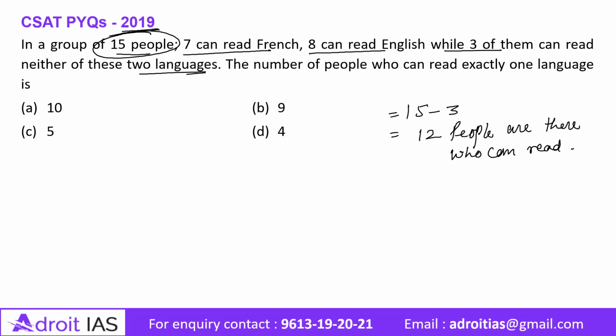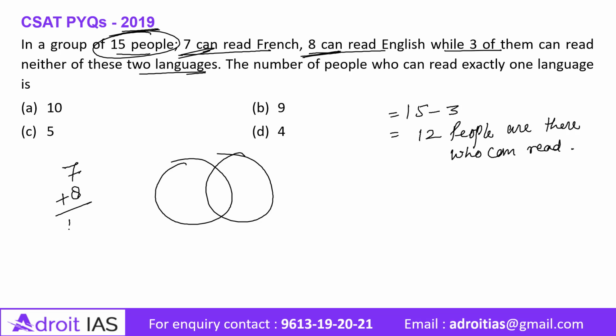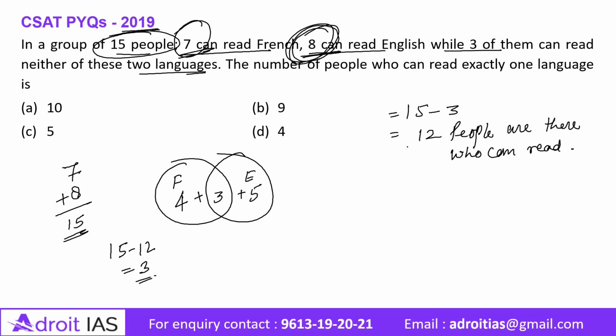Okay? So now let's draw the diagram. So 7 can read French, 8 can read English. 7 plus 8 is what? 7 plus 8 is 15, right? And total 12 people can read. So 15 minus 12. So this is 3, right everyone? Fine. So French, English. So this is 3. 7 can read French. So obviously 4 is here. 8 can read English. So it is 5, right? So this is the breakup of these 12 candidates.